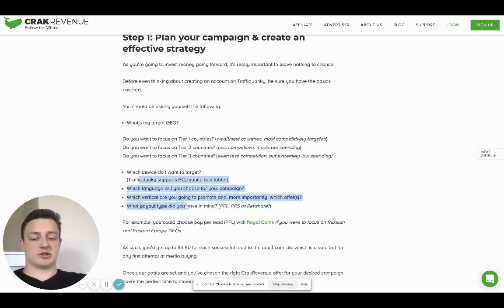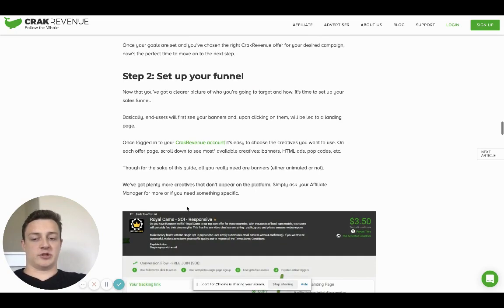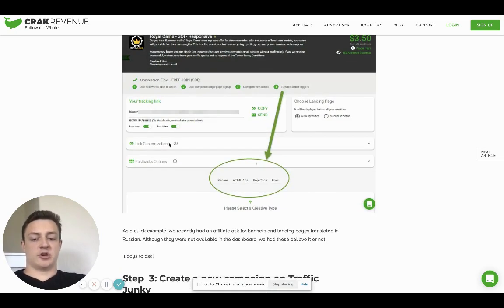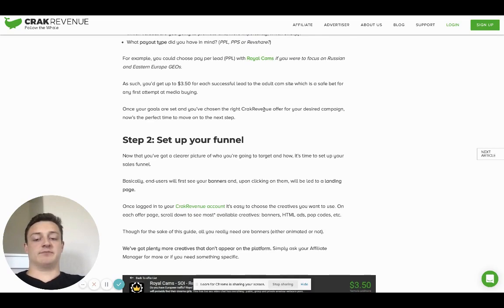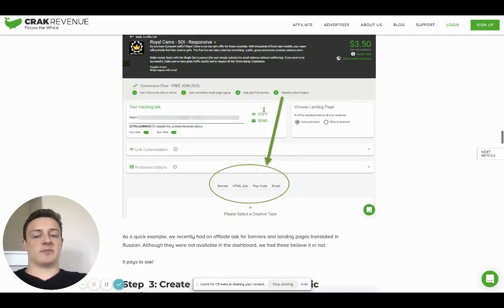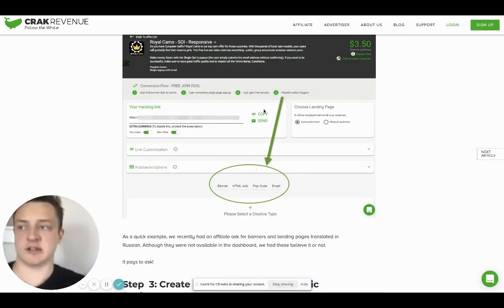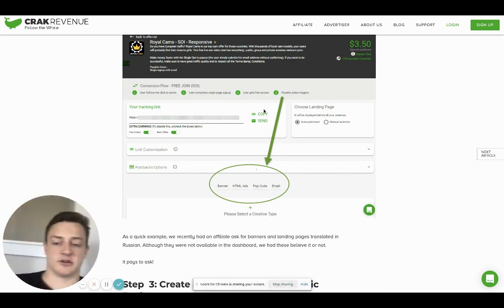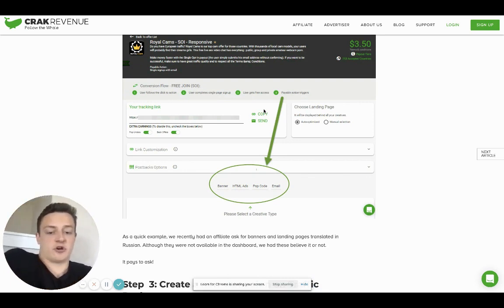These are the things you're gonna think about when you build it. You then set up your funnel. When you get your link, you can basically get banner ads, and you can get funnels that they have made for you inside Crakrevenue. But I recommend you use the funnels I provide inside the Done For You funnels. They're the best funnels out there ever, okay?